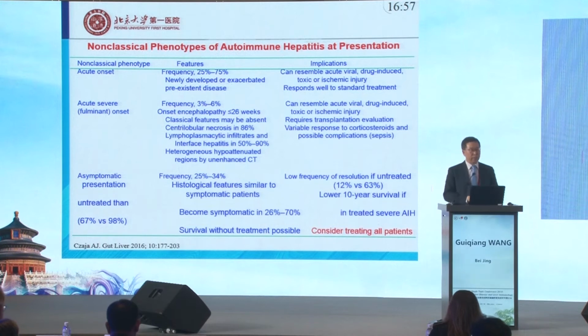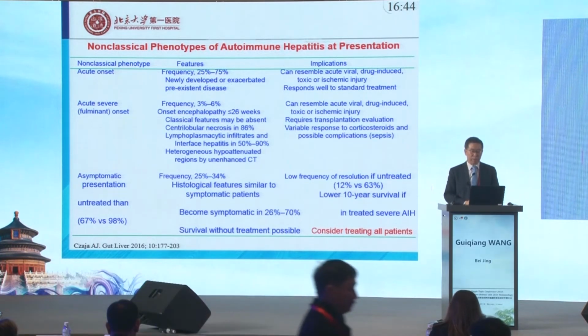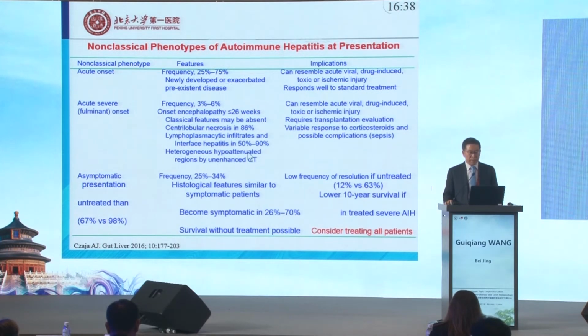Most patients at the beginning show central lobular necrosis or inflammation, but we treat some of these patients as drug-induced liver injury. I'll talk about this topic later on. Interface hepatitis in these patients may be about 50 to 90%, but some patients lose the features of interface hepatitis. So it's difficult to diagnose acute severe autoimmune hepatitis in clinical practice.